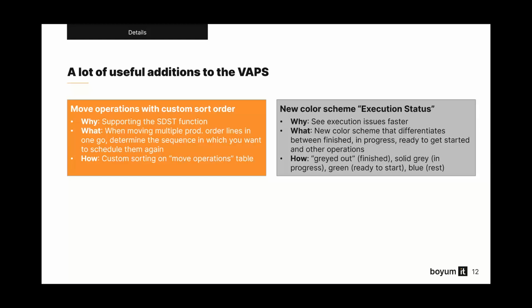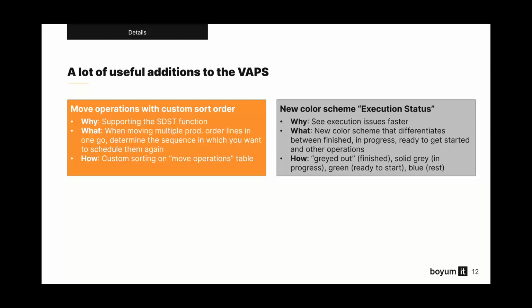Then we have a new color scheme, which is called the execution status. It was built on a request and recommendation from a couple of partners and customers, where our customers want to see execution issues faster, and it's the first step. So we are going to spend some more thinking on it. Now we have a new color scheme that differentiates, so that at one glance you see what is finished, what is in progress, and what is ready to get started, where the predecessor is finished, and then any other operation that neither is finished nor in progress, nor where the predecessor is finished.